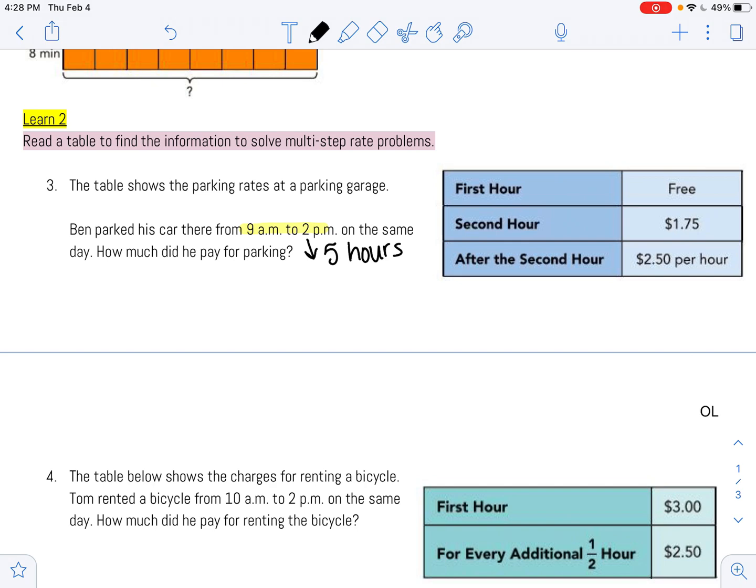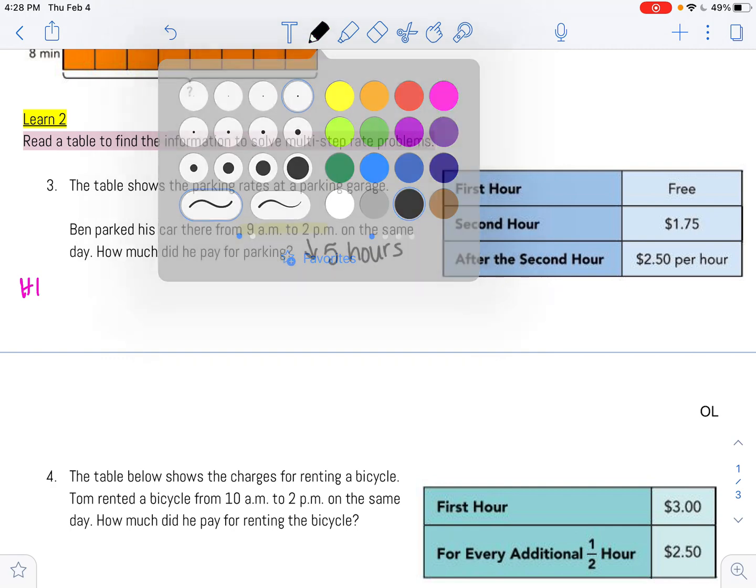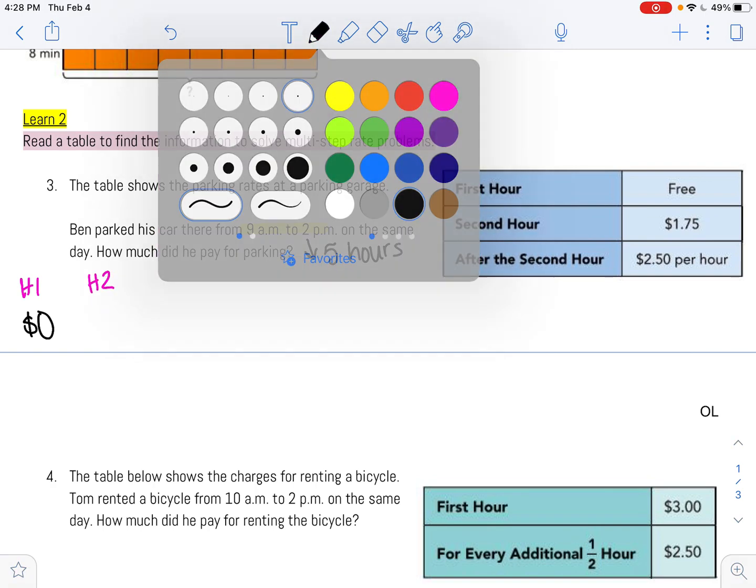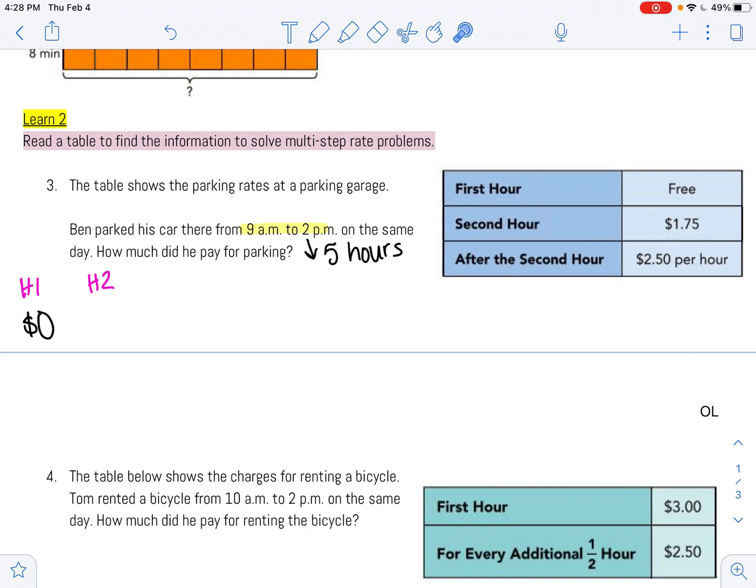So the first hour, hour 1, cost him $0. Hour 2 cost him $1.75. Hour 3, we're moving on to the next part on our table, was $2.50.